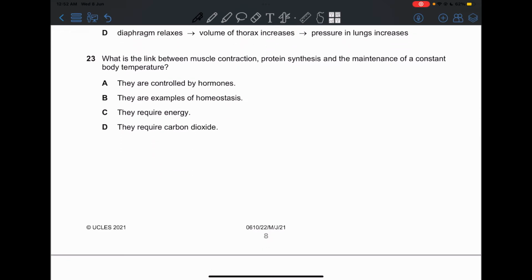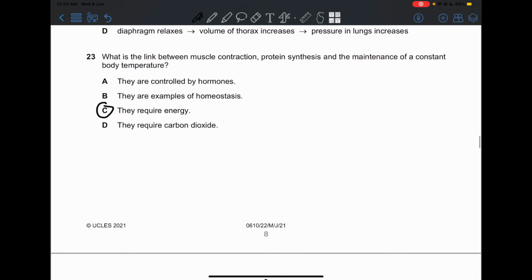23. What is the link between muscle contraction, protein synthesis, and the maintenance of a constant body temperature? Now we know that all of these processes actually use energy, so that is going to be our answer. We know that these are some of the uses of the energy produced by respiration.